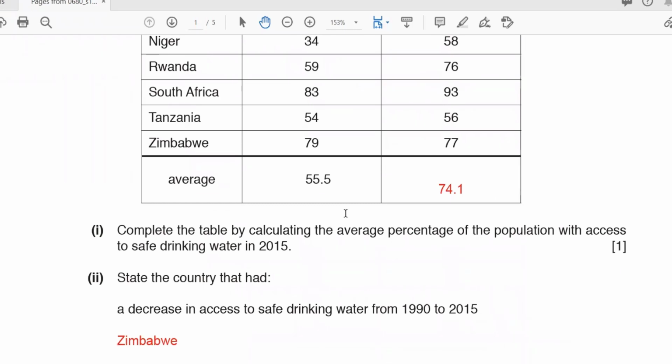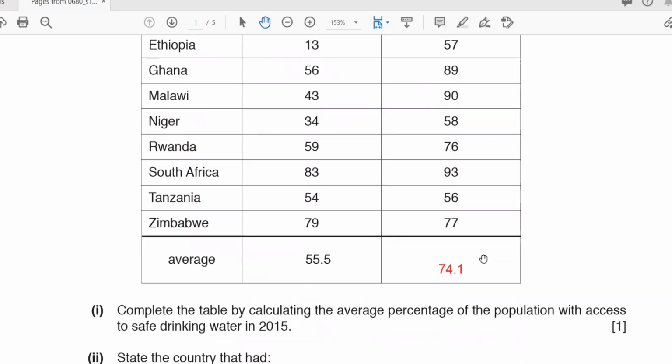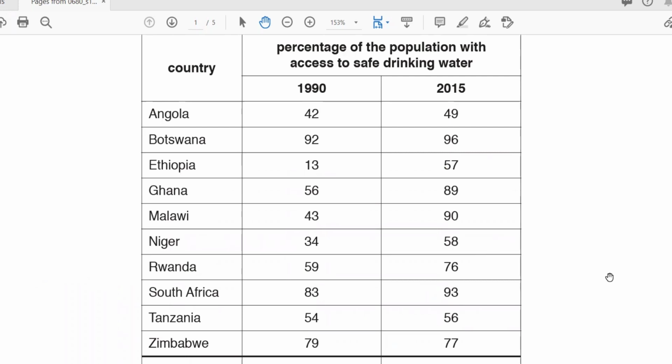Okay. The lowest access to safe drinking water in 2015. Which country has the lowest access to safe drinking water?